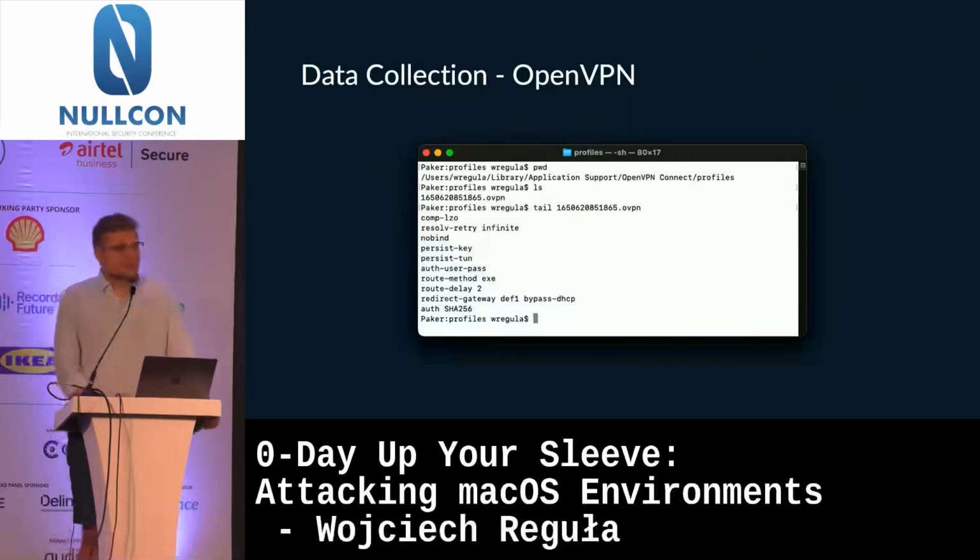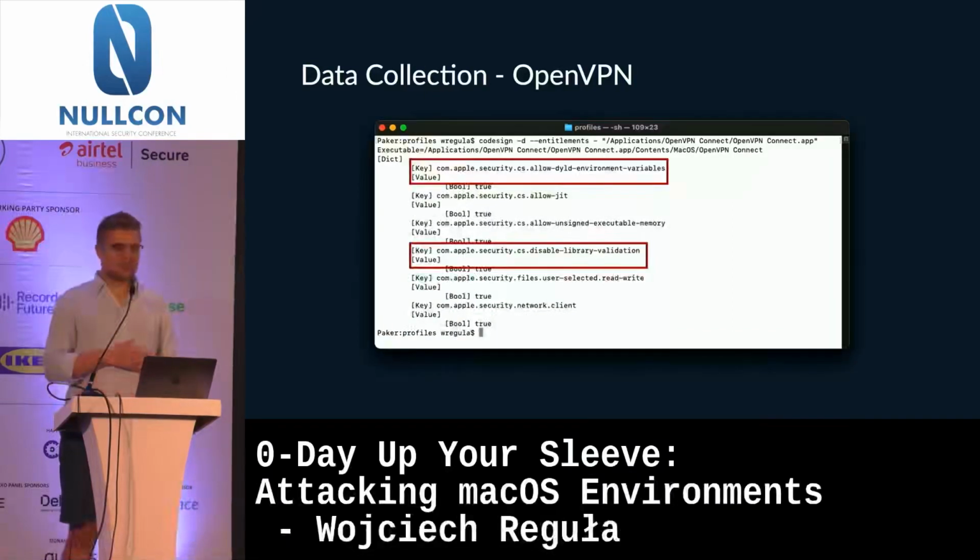Because of the notarization, applications have to have the hardened runtime turned on, so we cannot easily inject into those applications. However, on purpose, developers can disable some of the security mechanisms for their applications. And that's what OpenVPN does. It's another kind of zero-day. It has two problematic entitlements. The first one is allow DYLD environment variables, and the second one is disable library validation.